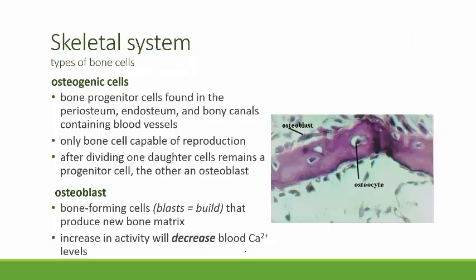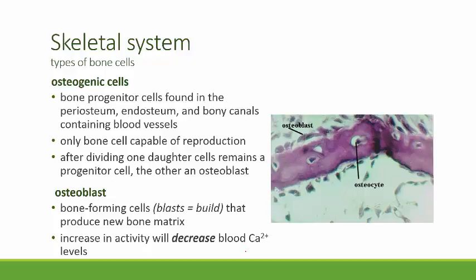Okay, so those are structures that are found regardless of whether it's a long bone or short bone. All bones have periosteum and endosteum. Okay, so let's take a look now at the types of cells that we find in bones.